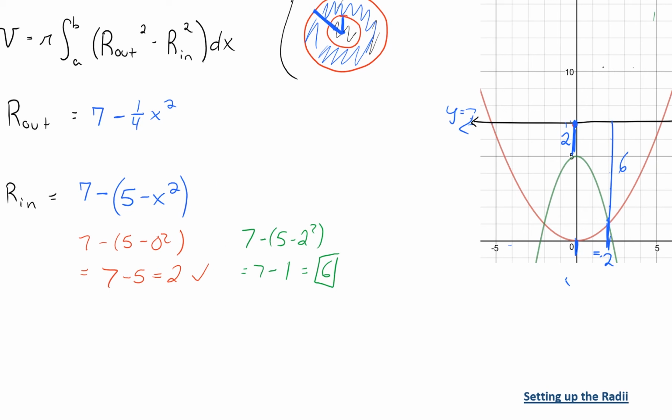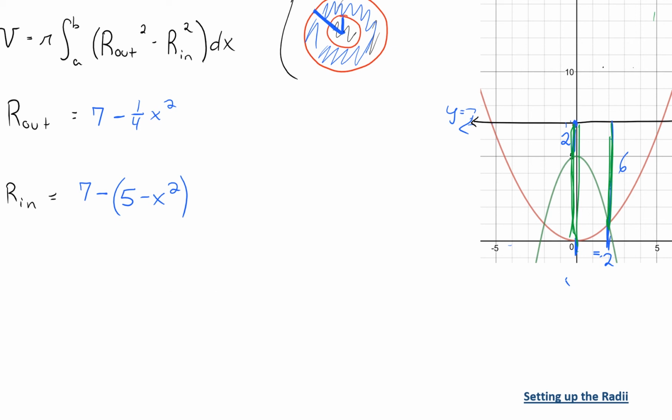And I could do the same with the outer radius. When x equals 0, my outer radius is 7. That full length there. 7 minus 1/4 times 0 is 7. Good. What about when I'm at x equals 2? The radius here is also 6. 7 minus 1/4 times 4, which is 1. 7 minus 1 is 6. Hey, good. The equations we have come up with for our radii work.